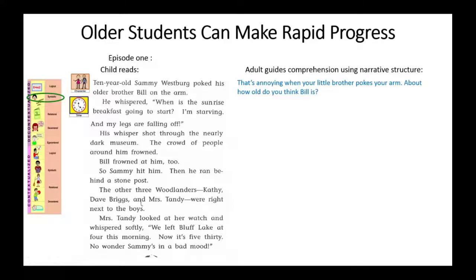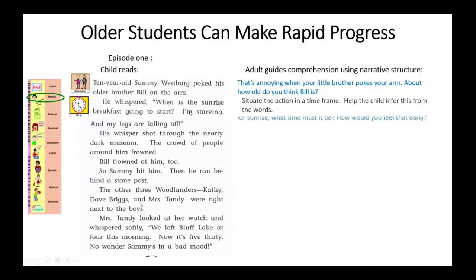The time. He whispered, "When is the sunrise breakfast going to start? I'm starving." So this situates the action in a time frame, so it doesn't actually say anything about an actual time. So again, we have to get the kids to use that self-regulation to reflect back on this information to get the impression of what time it's happening. So we might say something like, "So they seem to be waiting for maybe breakfast, and breakfast is at what time?" And they look and they see sunrise. Sunrise? Well, how early is sunrise? And then they give you their idea of what time sunrise is. So if they're waiting for sunrise, what time must it be? Well, how would you feel if it was that early?